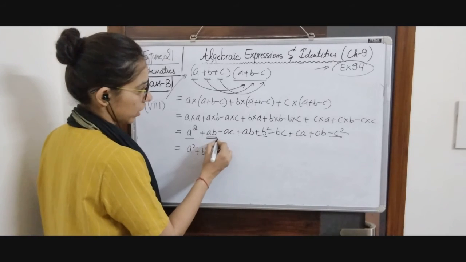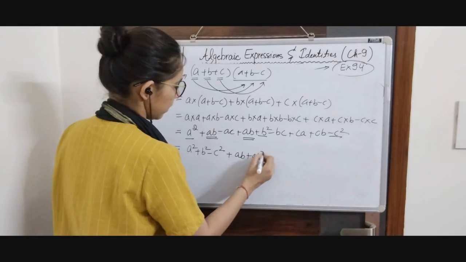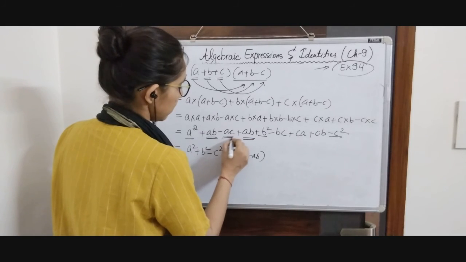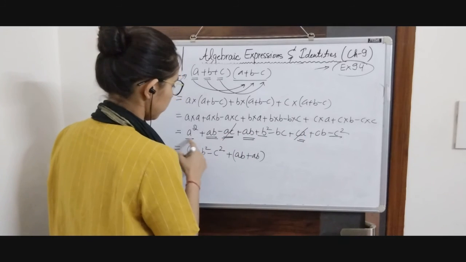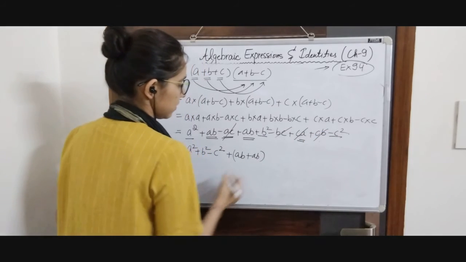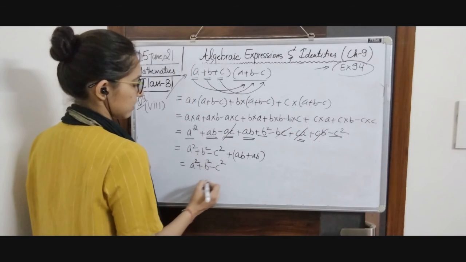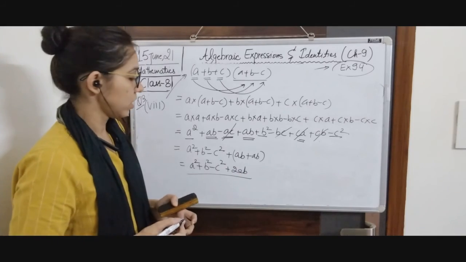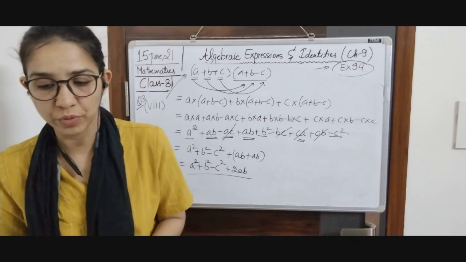Then the like terms: ab and ab plus ab are like terms. I am putting them in a bracket. Then ac and ac, we can cancel them out. ab I have already taken into consideration. I am left with minus bc and plus bc, they will cancel each other. So it is a square plus b square minus c square plus 2ab, and this is going to be our answer for this part. With this, we have completed exercise 9.4.